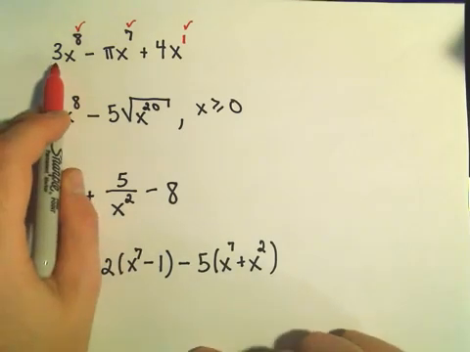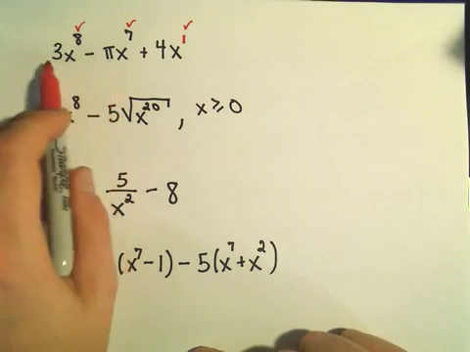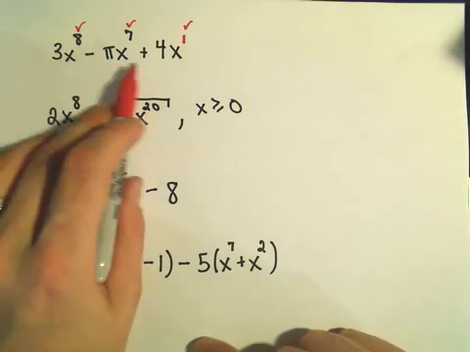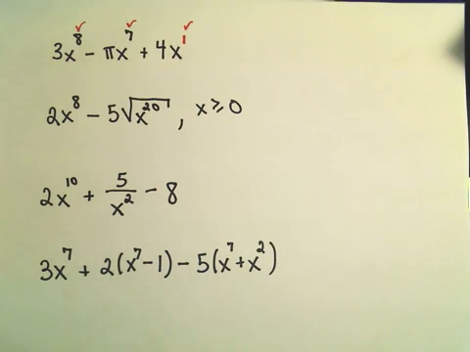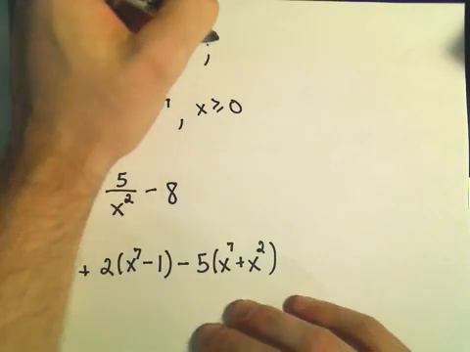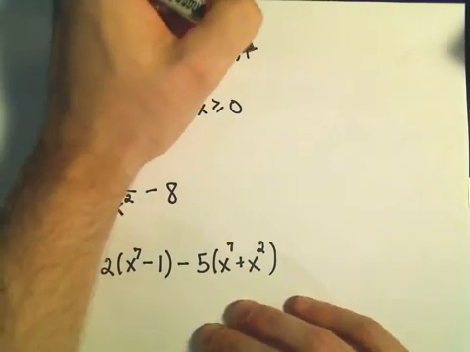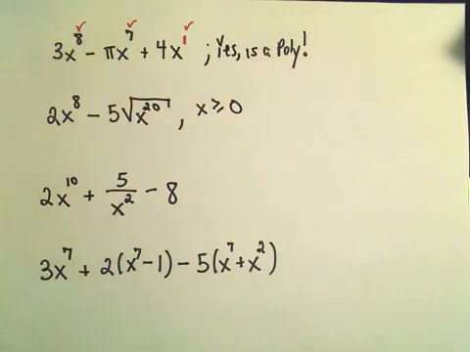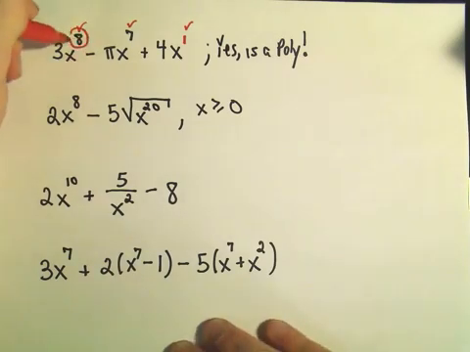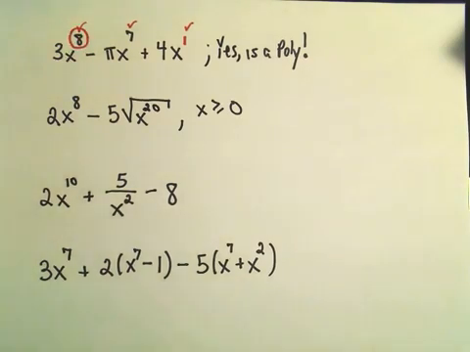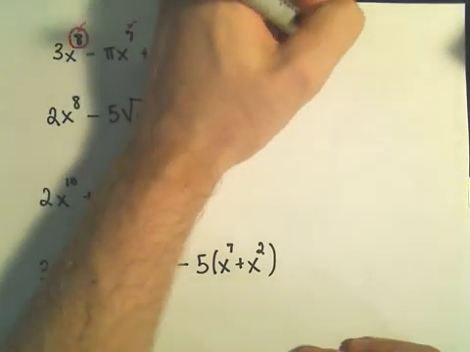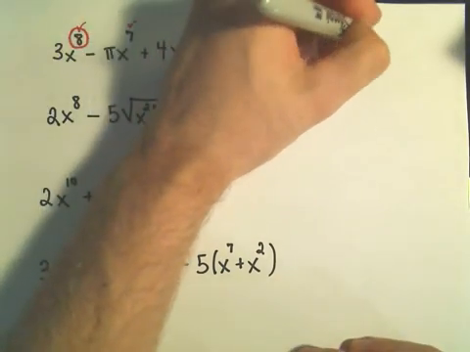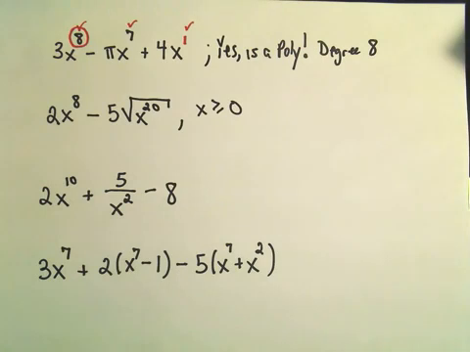You can have any old number in front as coefficients. So 3 is fine, negative pi is fine, positive 4 is fine. So we would say, yes, this is a polynomial. And when we talk about the degree, it is just the largest exponent. So here it's to the 8th power. So we would say this has a degree of 8.